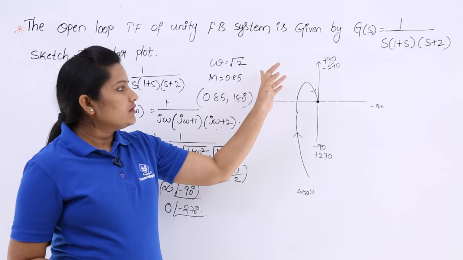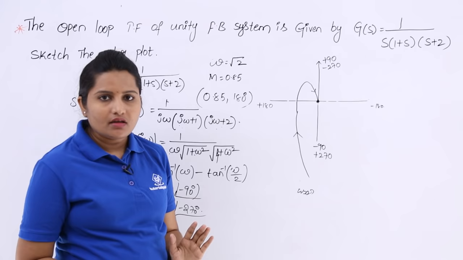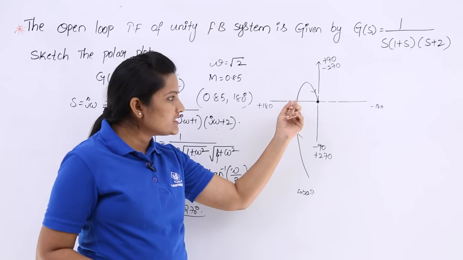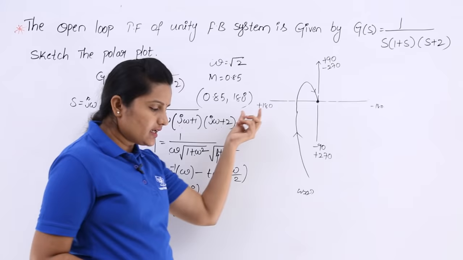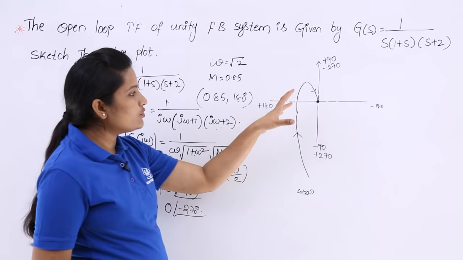Sometimes they will ask like this also, where your polar plot touches the negative real axis. First we need to see whether your polar plot is touching or not. Yes, it's touching the negative real axis. Where it is touching means, first of all you need to equate this angle with this phase, so you will get the omega value. At omega equal to root 2, your polar plot is going to touch.